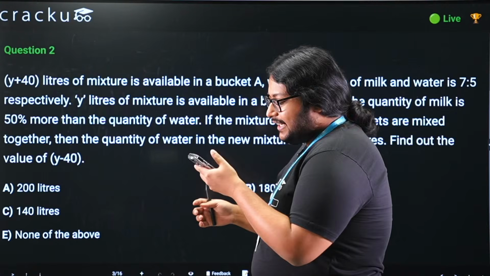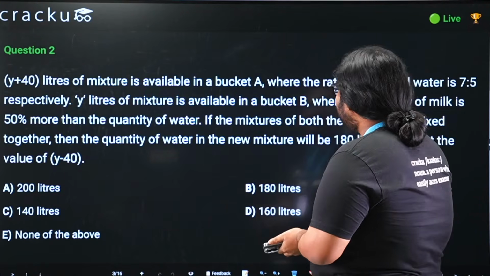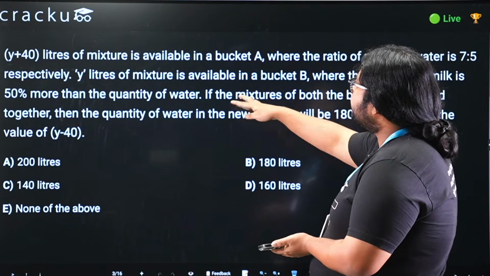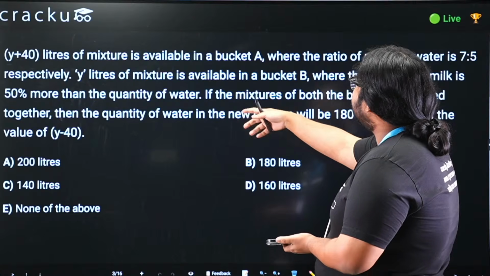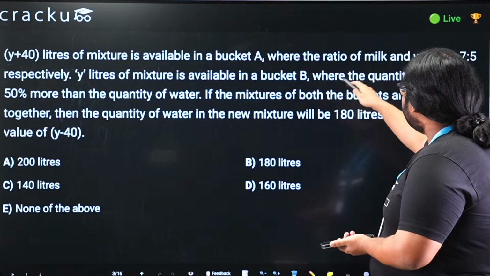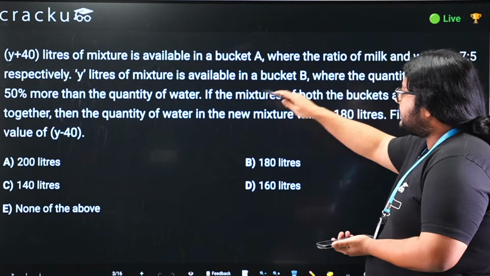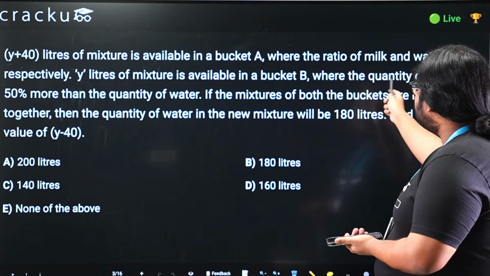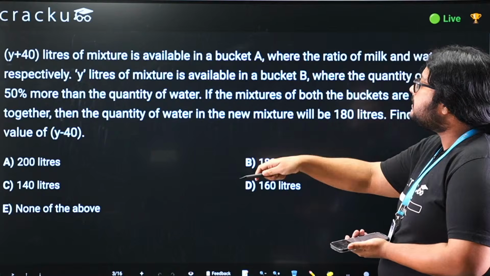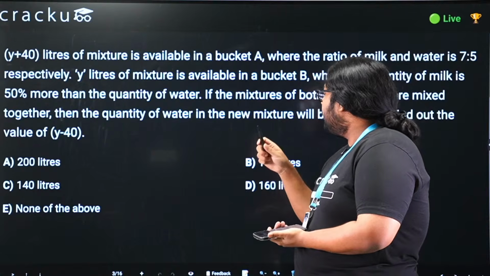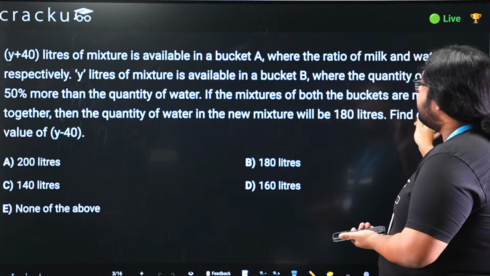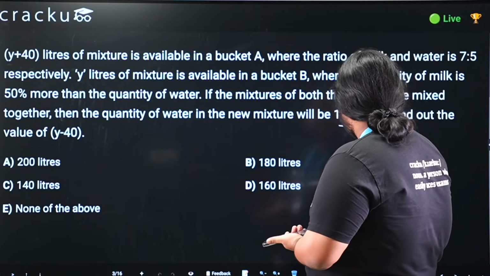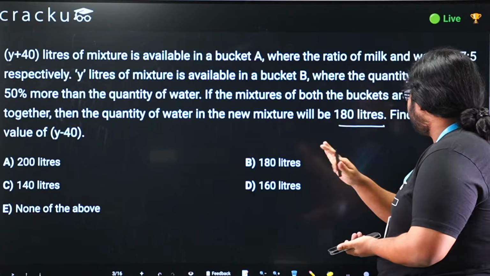Okay, a lot of you guys have answered D. Let's read this question. It says Y plus 40 liters of mixture is available in bucket A, where the ratio of milk and water is 7:5 respectively. Y liters of a mixture is available in bucket B, where the quantity of milk is 50% more than the quantity of water. If the mixtures of both the buckets are mixed together, then the quantity of water in the new mixture is given to be 180 liters. Find out the value of Y minus 40.